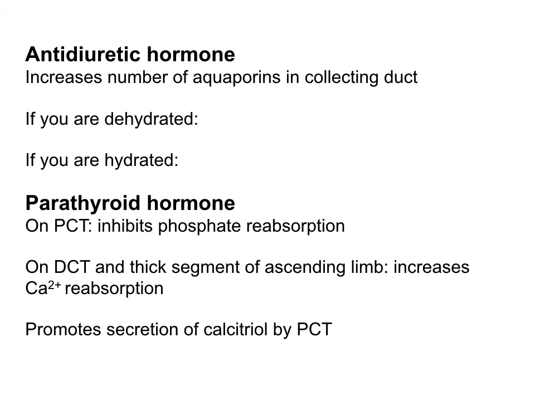With regards to secretion, your DCT does have the ability to do some secretion. It's involved with the secretion of drugs, waste, and other solutes that you have in your blood that you still need to get rid of. So the DCT is kind of viewed as the last structure really tweaking the final solute composition of your urine.